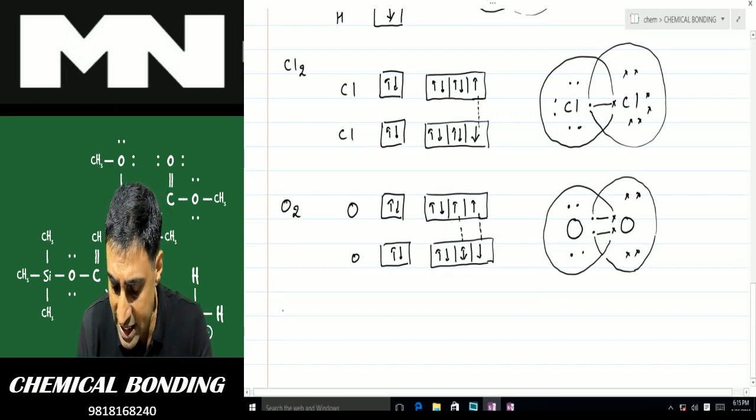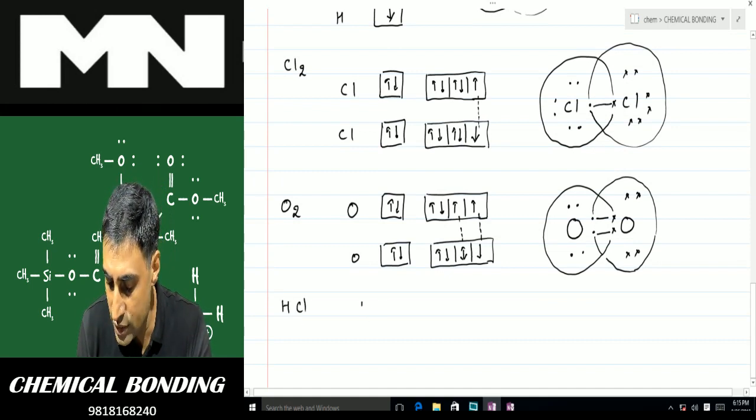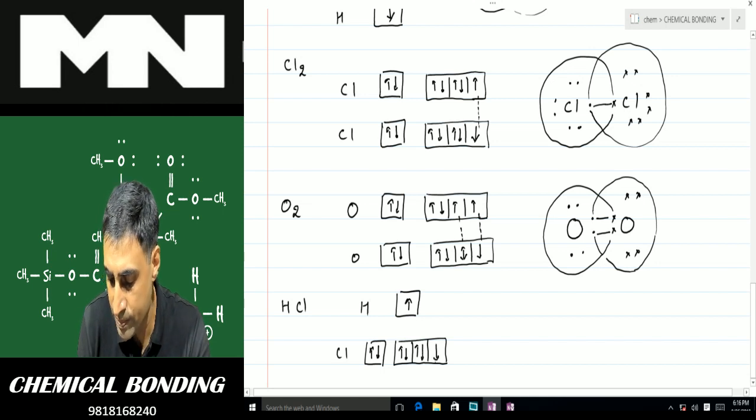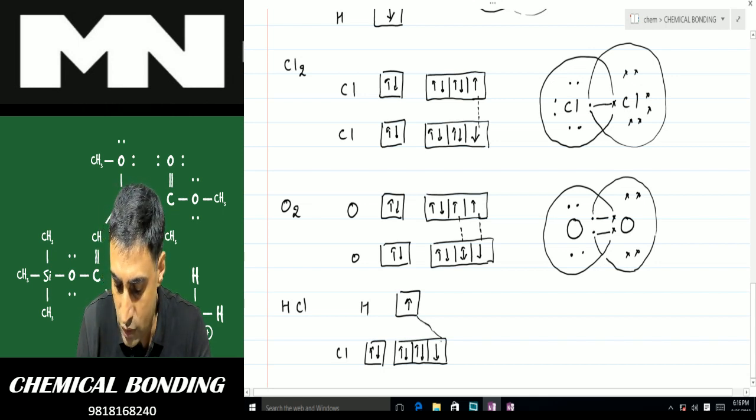First I'll show you HCl. Well, you know hydrogen is 1s1. Likewise, chlorine in the valence s has got 2 electrons, and in the valence p has got 5 electrons: 1, 2, 3, 4 and 1, 5. These unpaired electrons will be shared so as to form a chemical bond.